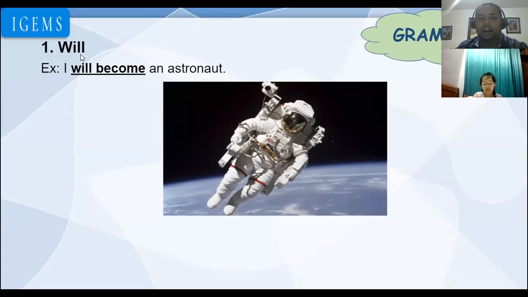So this is the auxiliary word or verb will. This is the one that we use to indicate the future in English. Can you see it? Can you see it well? Can you see my screen very well? Yes, I can. Fantastic. It makes me feel happy.